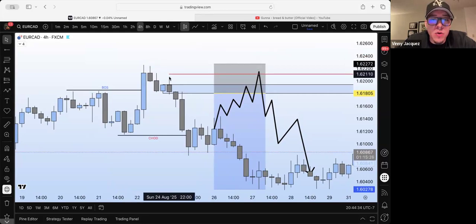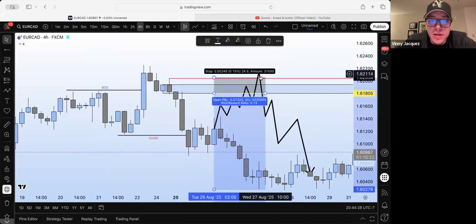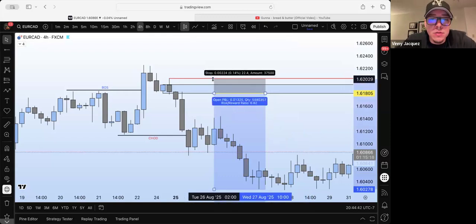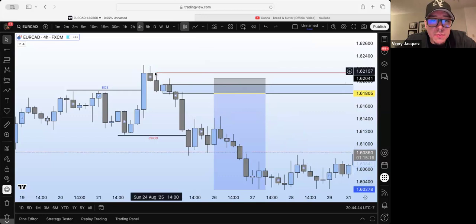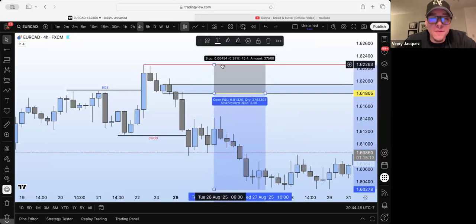Guys, it's all about risk to reward and calculating. This can be a $50 stop loss. This can be a $10 stop loss. Does this make sense? Give me a 7 if this is making sense, guys.